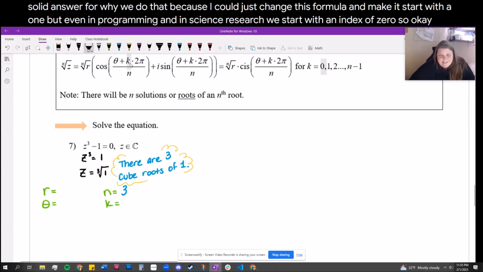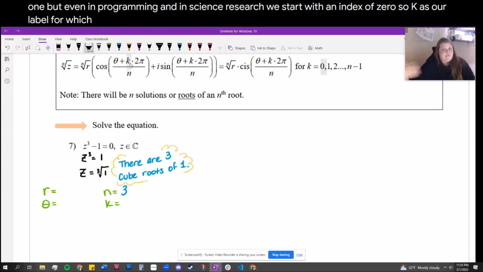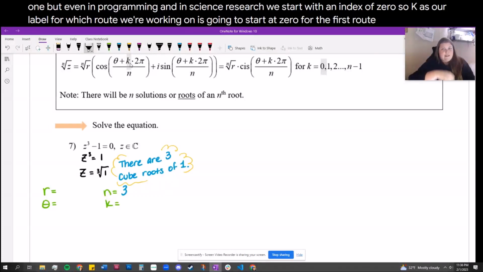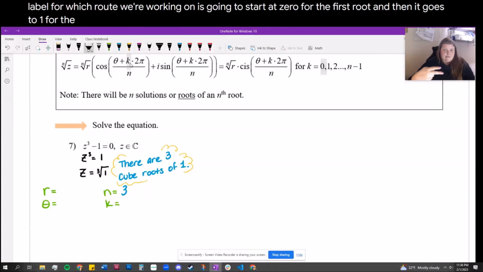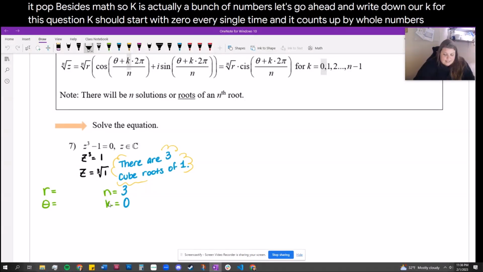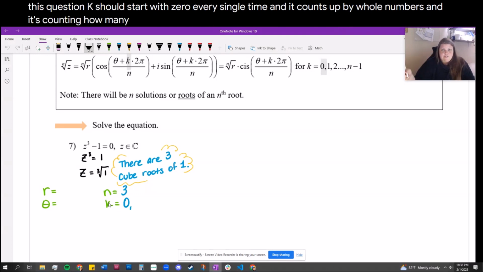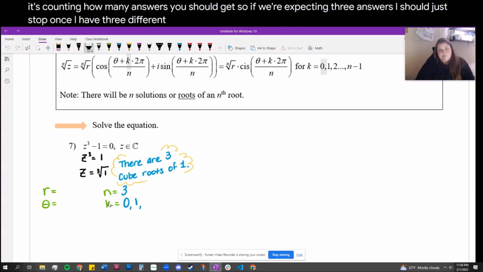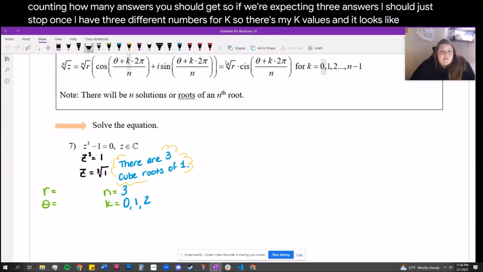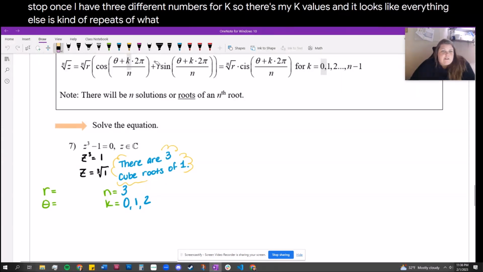So k, as our label for which root we're working on, is going to start at 0 for the first root, and then it goes to 1 for the second root, and then to 2 for the third root. And it's counting how many answers you should get. So if we're expecting 3 answers, I should just stop once I have 3 different numbers for k. So there's my k values. And it looks like everything else is kind of repeats of what we've already found. So I think we're ready to actually start this question.